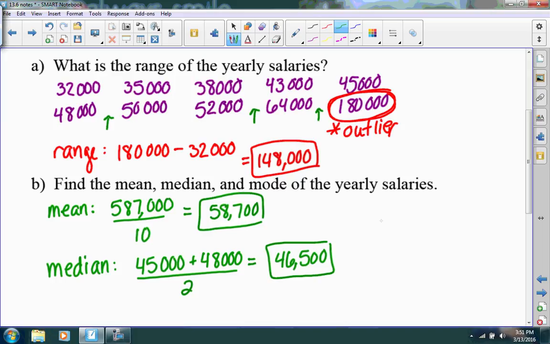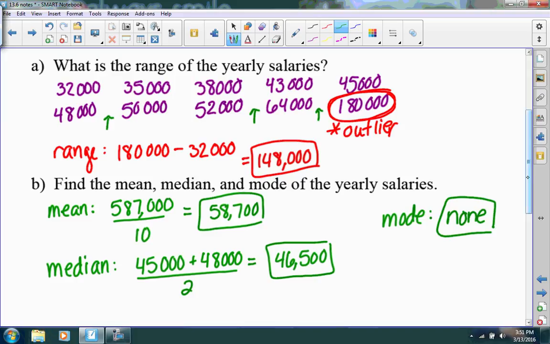And then the mode, remember the mode is the number that occurs most often, and as I was rewriting all those numbers, I noticed that there weren't any that repeated. And if I go back and double check all 10 of these numbers, there aren't any that repeat. So here I don't have a mode. And that's okay. It's okay not to have a mode.